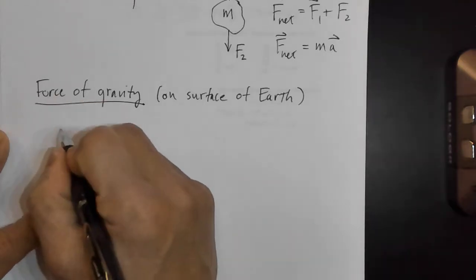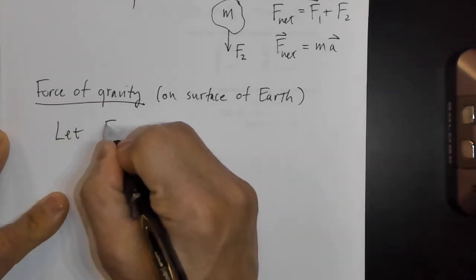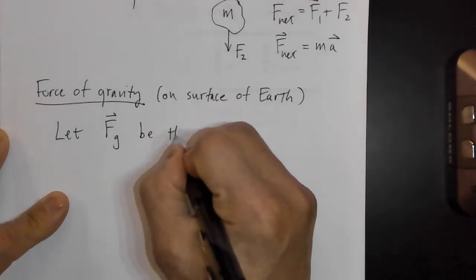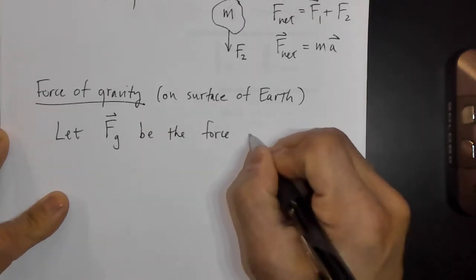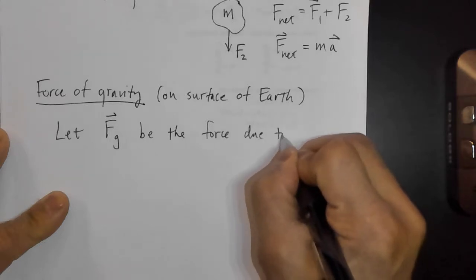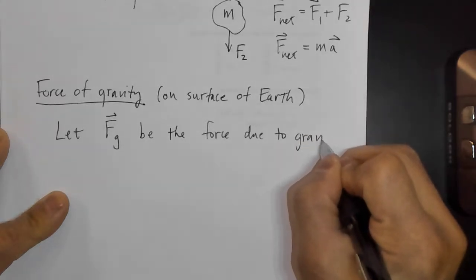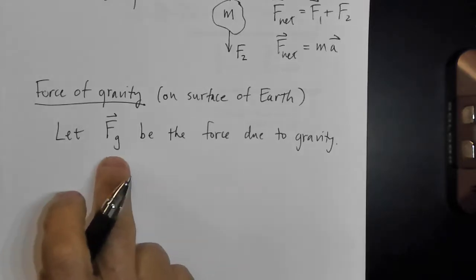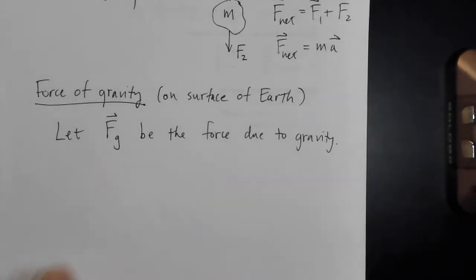Okay, so let Fg be the force due to gravity. I think your textbook uses a capital G, but I find it a little bit easier to write with a small g, because we use a small g for the 9.8 class. It reminds me of that.